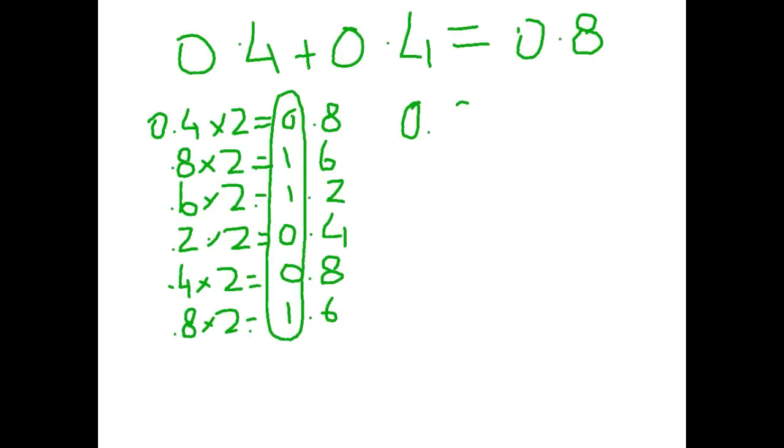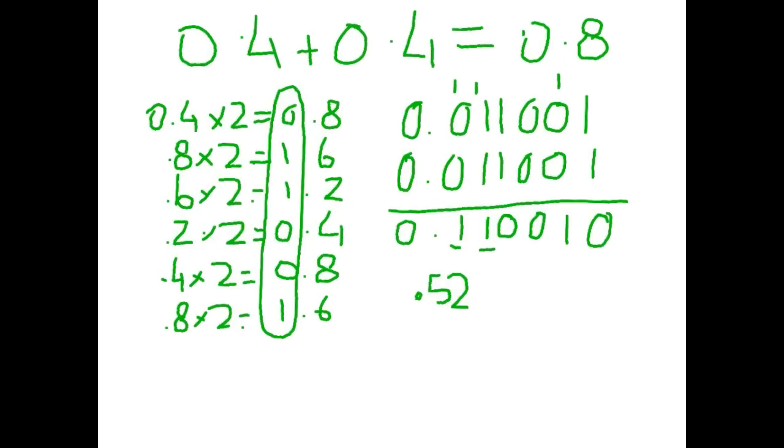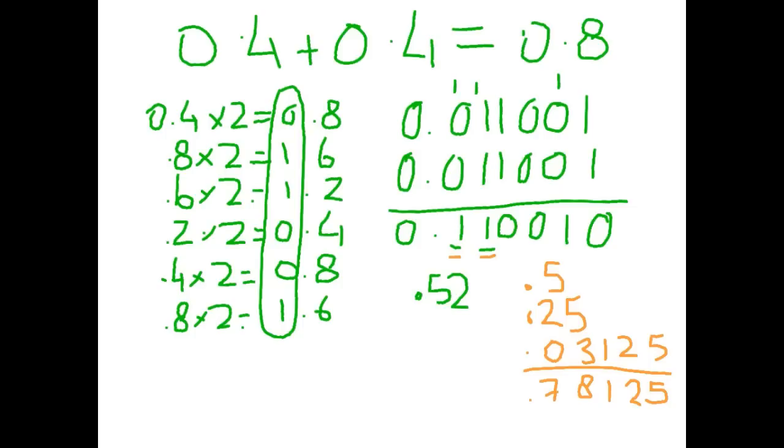So we've got 0.011001 plus 0.011001. And 1 and 1 is 0, we're carrying the 1. Now if we were to add this up, we've got 0.5, which is that first one, then the second one is 0.25. And if we were to look across our scale, the next one is 0.03125. If we add those up, we'd get 0.78125, which is quite different from our 0.8.